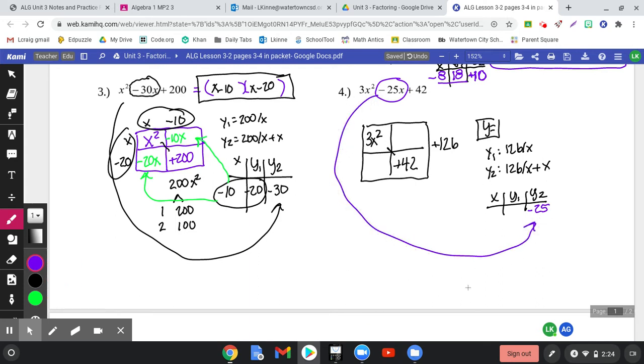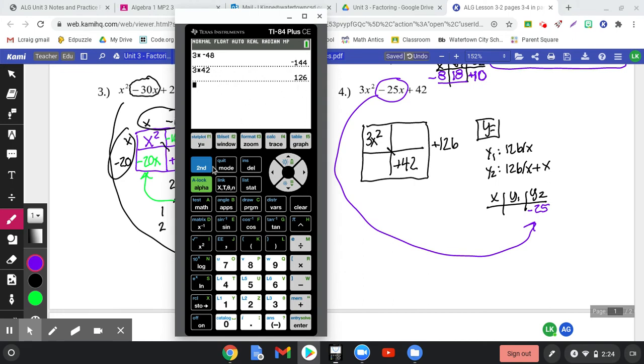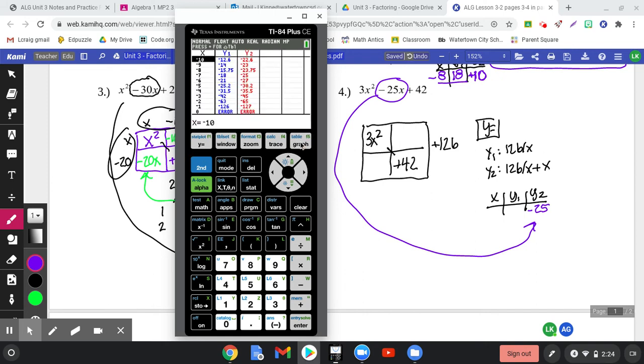Okay, let's type it in. Y equals, clear, clear. That would take you a while to figure that out. 126 divided by x. 126 divided by x plus x. Second graph.